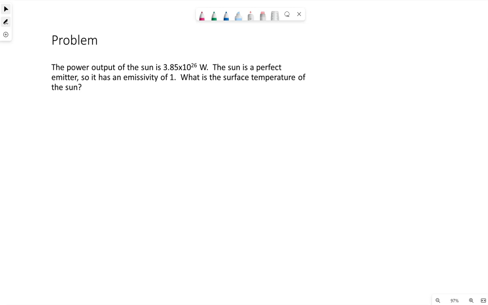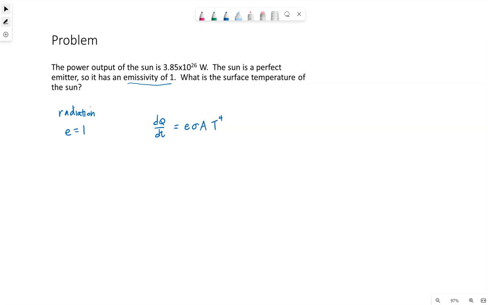Now, the sun emits electromagnetic waves. This is an example of using the radiation equation. You don't even need to know that it's emitting electromagnetic waves. Just seeing the statement that the emissivity is 1, that means E is 1. The only equation we have that has E in it for heat transfer is the radiation equation.